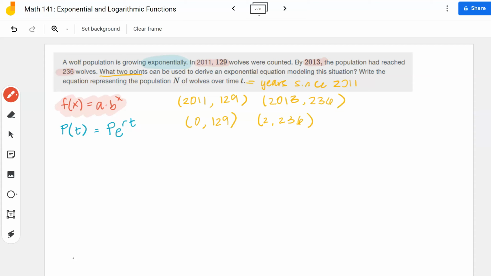We could say, okay, well, now we have two equations. In fact, I made our life super easy by using 0. We know 129 is equal to a times b to the 0. You can see how this would suck a heck of a lot more with 2011. That just means that a is equal to 129, which makes life so much easier when I'm moving to the next one.